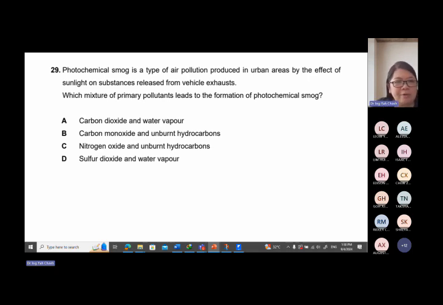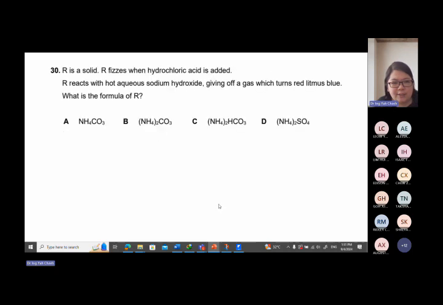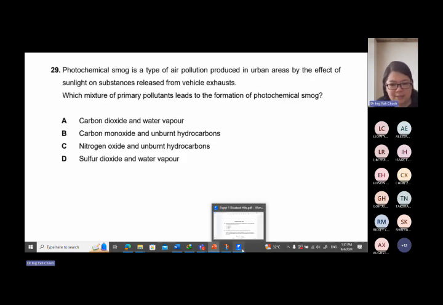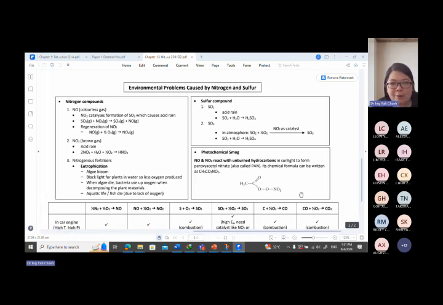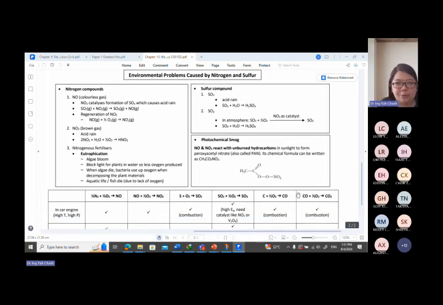Which mixture of primary pollutants leads to the formation of photochemical smoke? Okay, this is new in the syllabus. Everything that is new in the syllabus has a higher tendency to come out in the exam paper. So focus on this part, yeah.